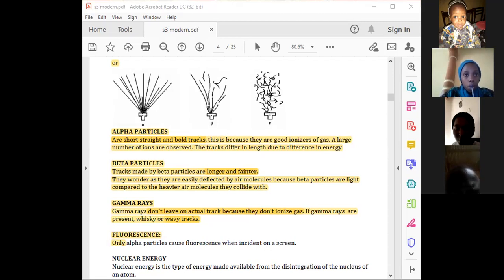And if they are the worst ionizers, it means they can never form any good track.